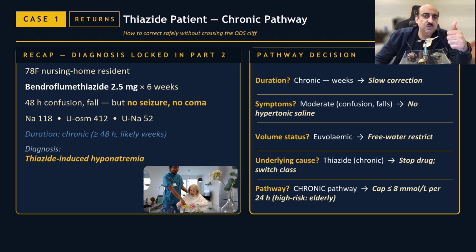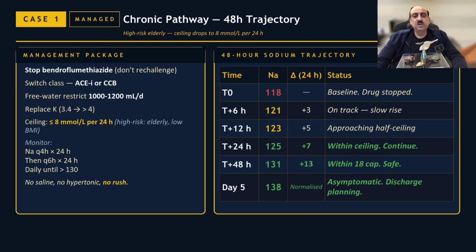So first and foremost, free water restriction, stop the underlying offending drug, which is a thiazide diuretic, and switch to an alternative like an ACE inhibitor or calcium channel blocker. Pathway is chronic, and critically, the patient is elderly, frail, with chronic hyponatremia. So the ceiling drops from 8 to 10 to 6 to 8 millimoles per 24 hours. Case 1 managed, chronic pathway executed by numbers, and let's look at the trajectory.